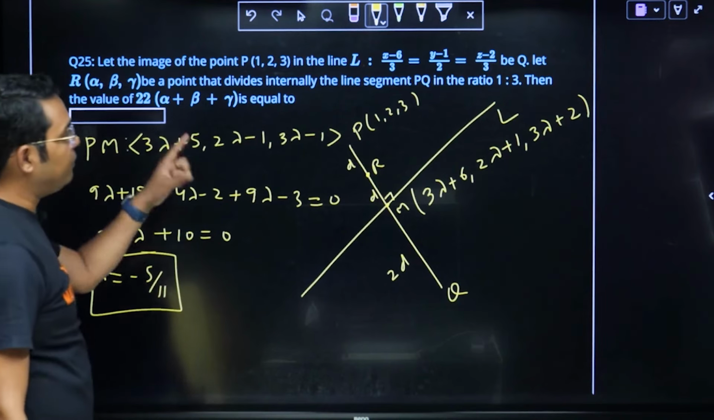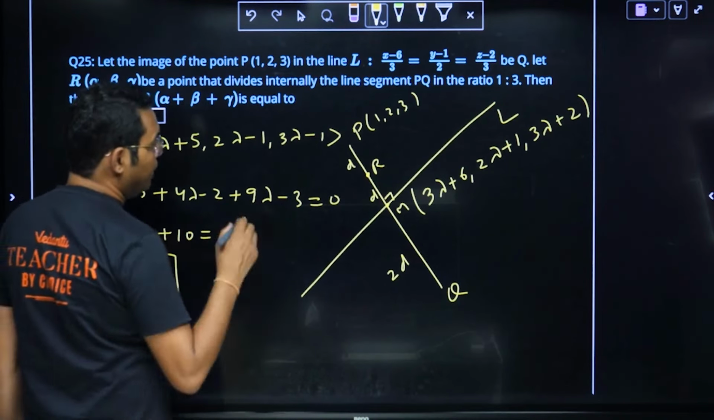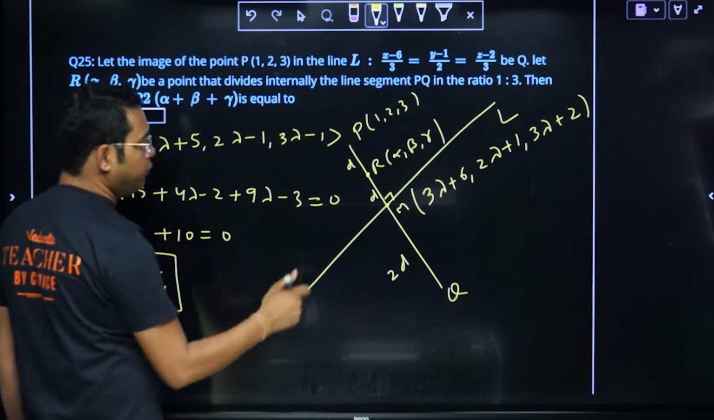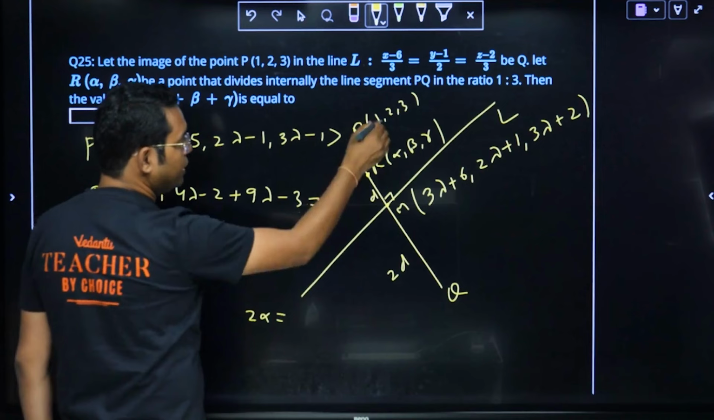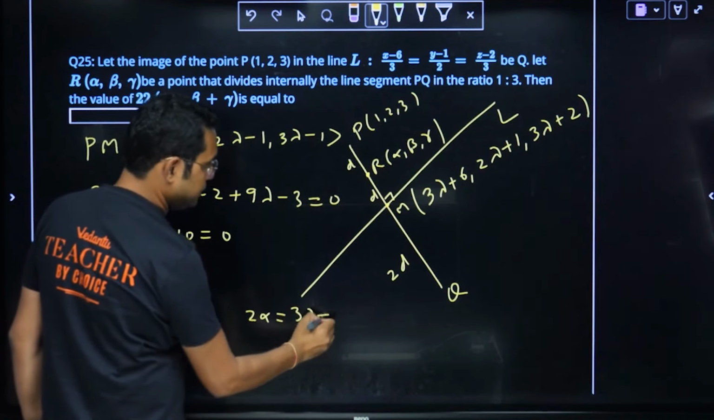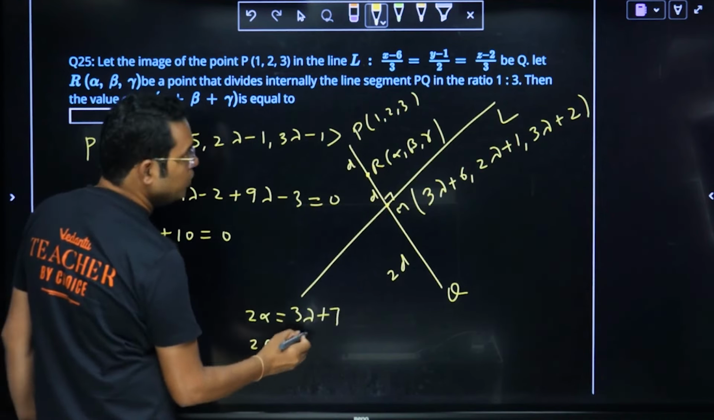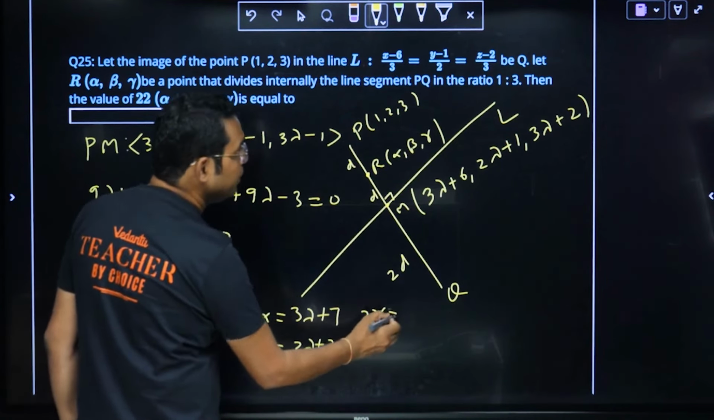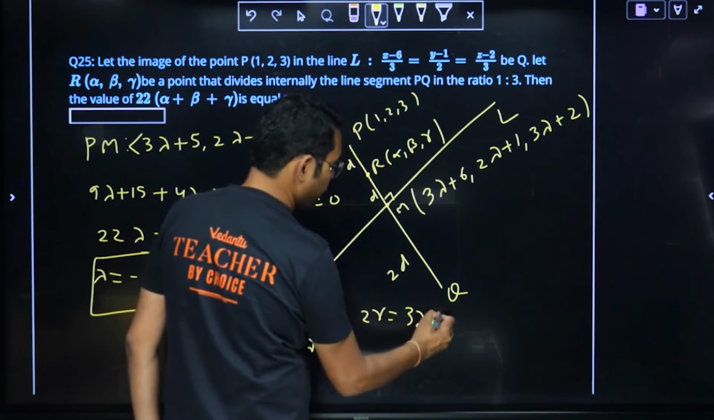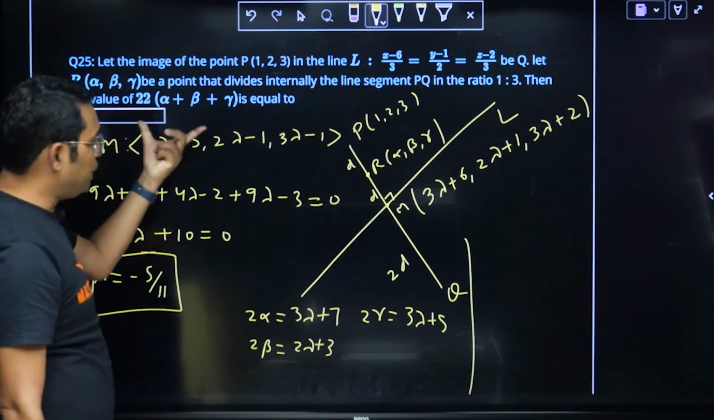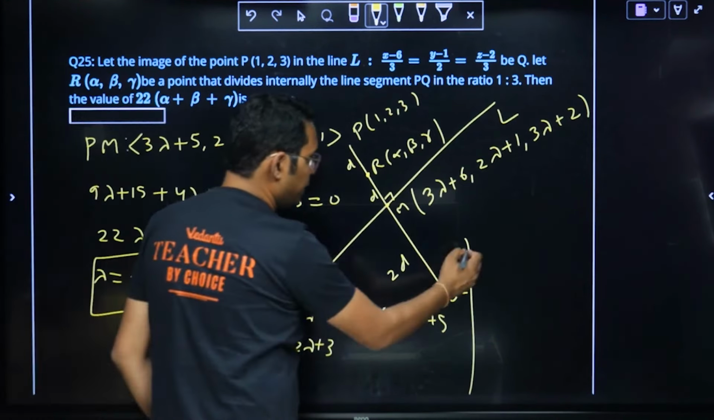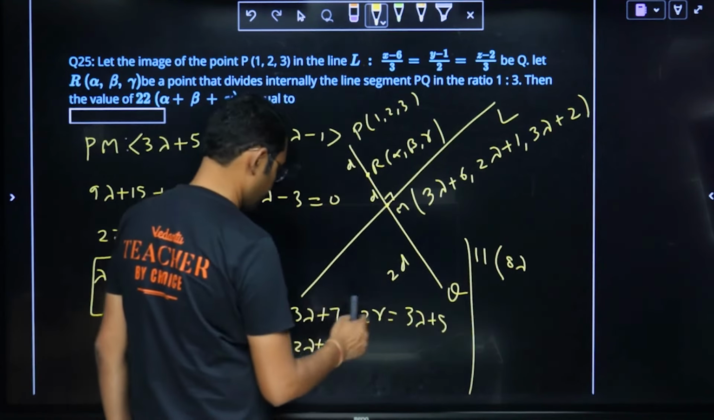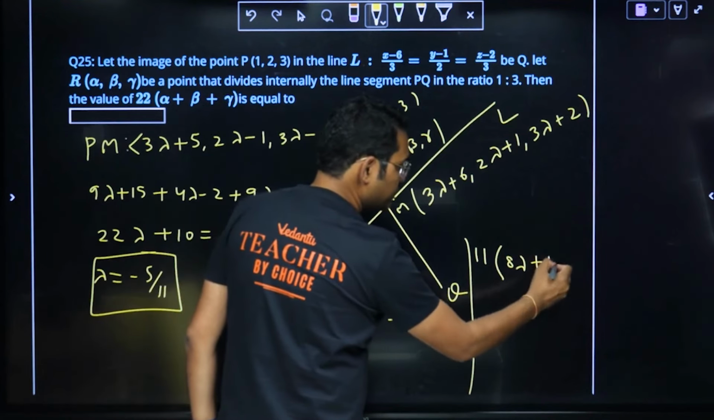Okay, now they are asking alpha plus beta plus gamma, and R is alpha, beta, gamma. Now using the midpoint formula we get 2 alpha to be equal to this plus this, that is 3 lambda plus 7, 2 beta to be equal to 2 lambda plus 3, and similarly 2 gamma will be equal to 3 lambda plus 5. Now we are looking for 22 times this, meaning 11 times the sum of this thing. 11 times of 3 plus 2, 5 plus 3, 8 lambda. Yeah, 7 plus 3 plus 5 is 15.